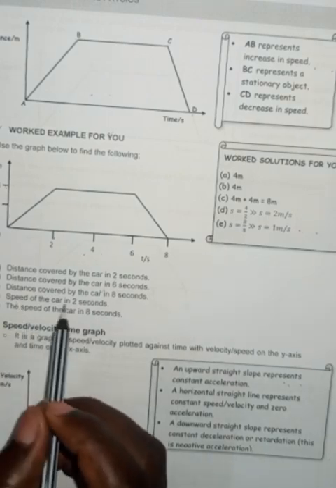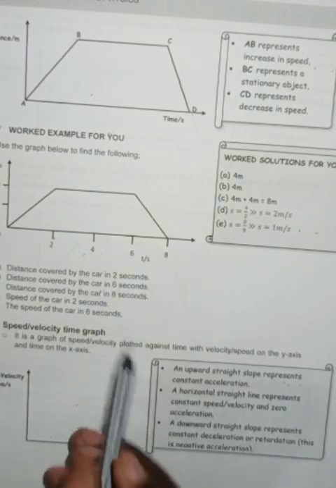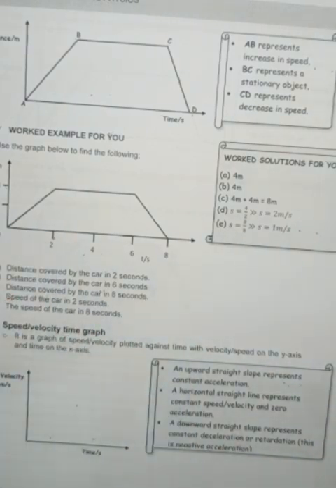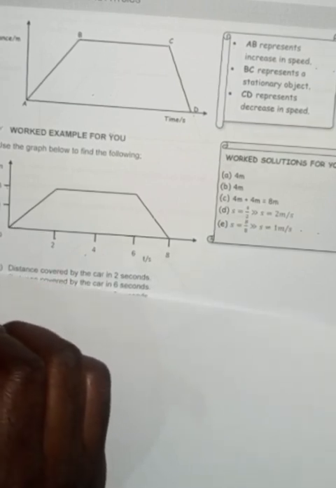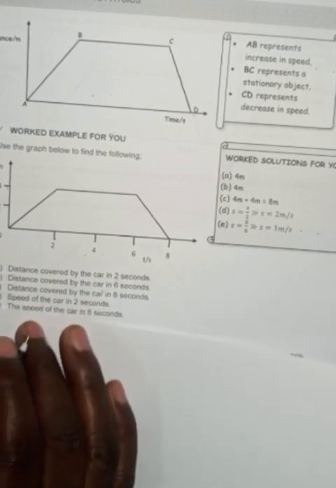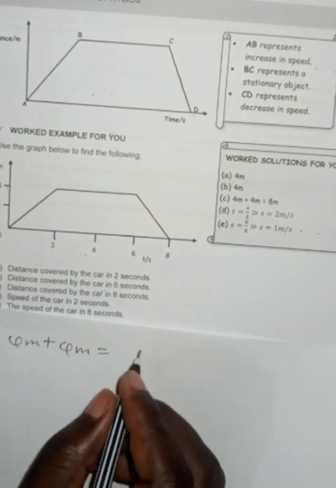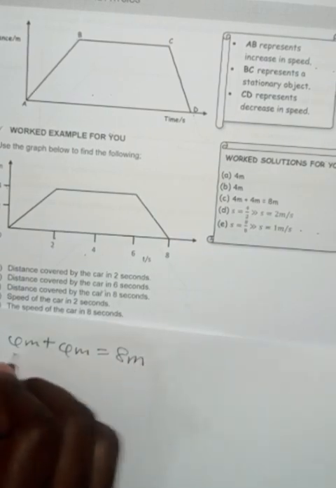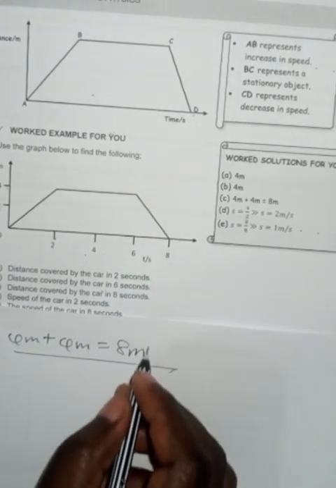Now, how do you find the distance covered by the car in 8 seconds? From 0 to 8 seconds, here you simply add the two distances that you have found. So you simply say 4 meters plus 4 meters, and this is going to give you 8 meters. This is the distance that was covered in 8 seconds.